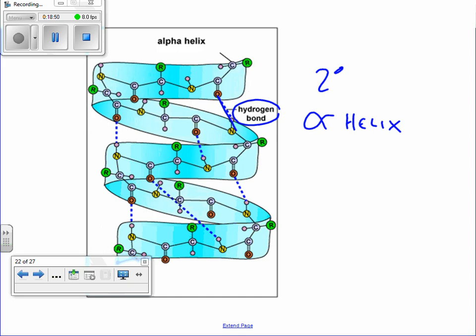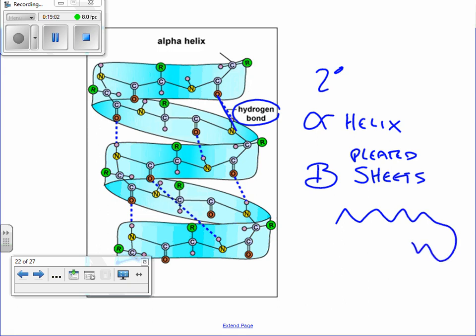The other one that you need to keep in mind is there's beta pleated sheets as well, right? And that's when the chain kind of does this thing. That was horrible, right? Hydrogen bonds kind of come across. See, I got an extra point on that one. But we end up getting this folding of the amino acid chain as opposed to a helical structure.